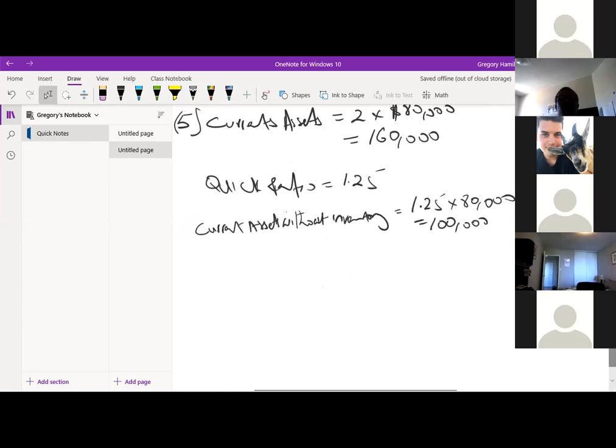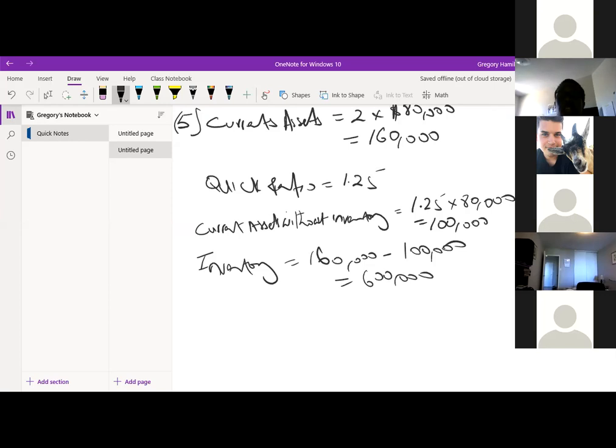If we know what the quick assets are and we know what current assets are, then we know what inventory is, right? So inventory would equal 160,000 minus 100,000. So now we know that inventory is 60,000, not 600,000.